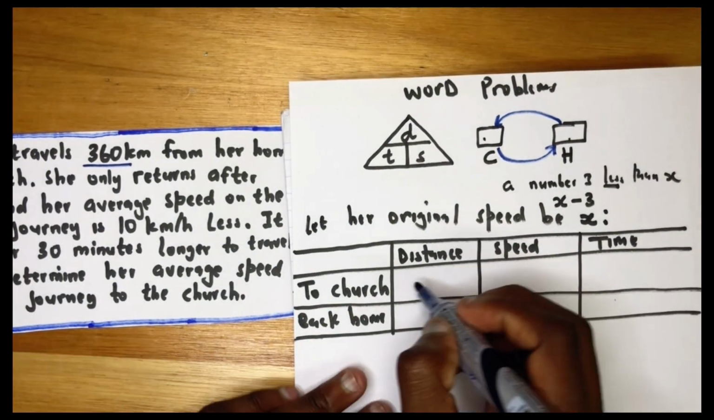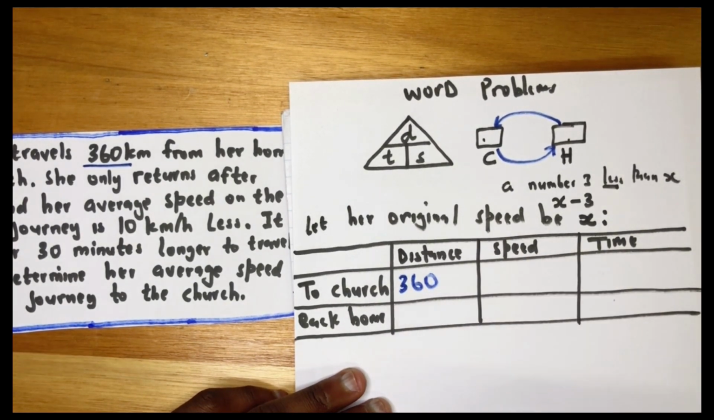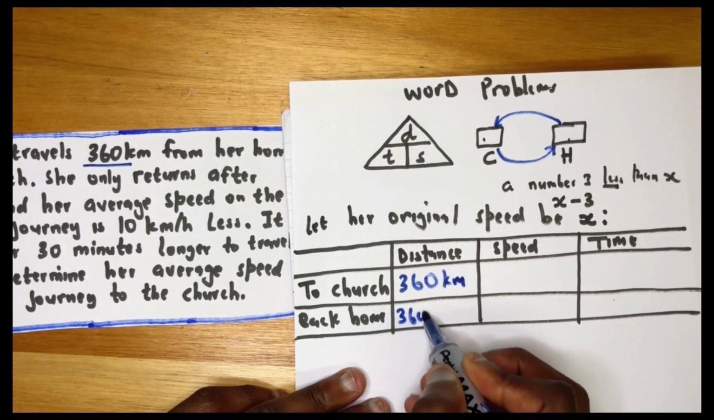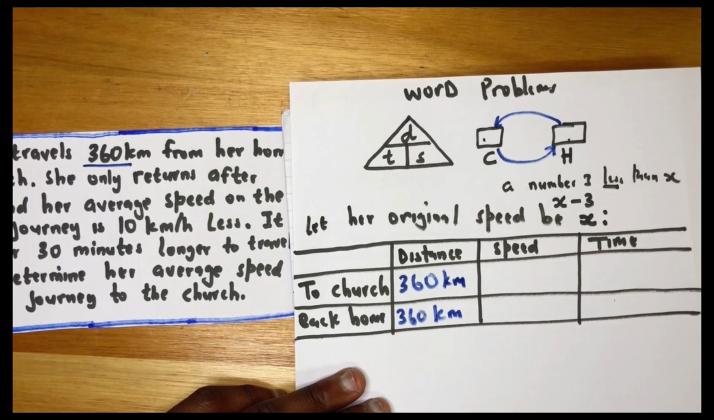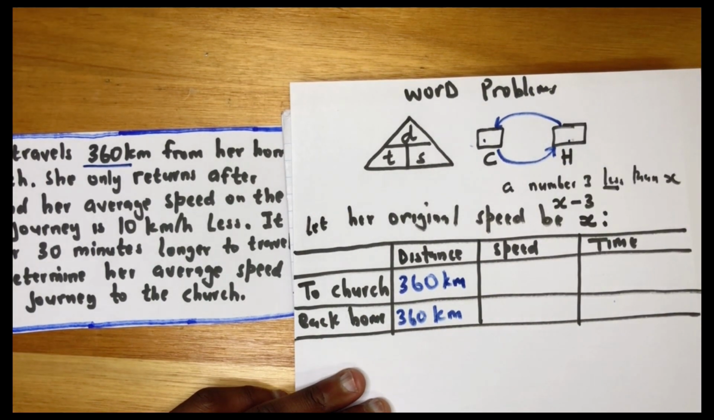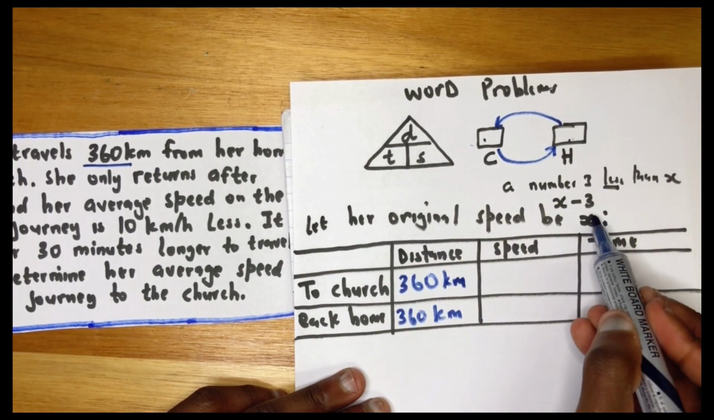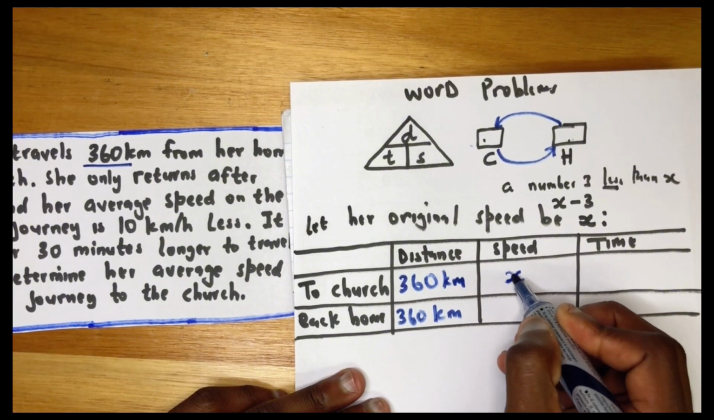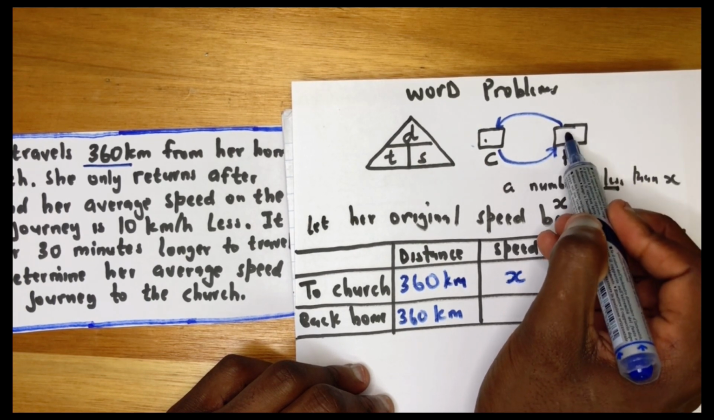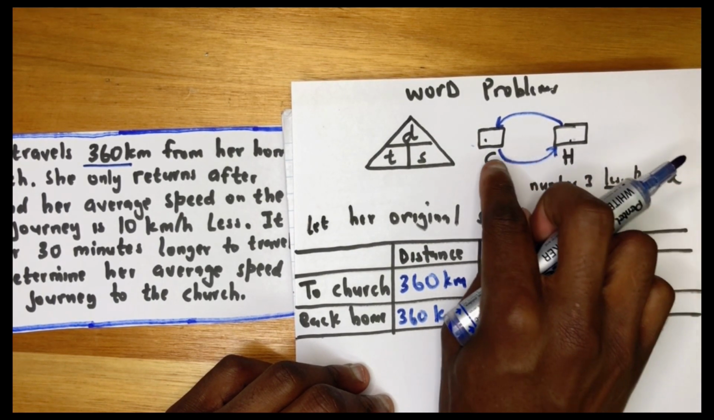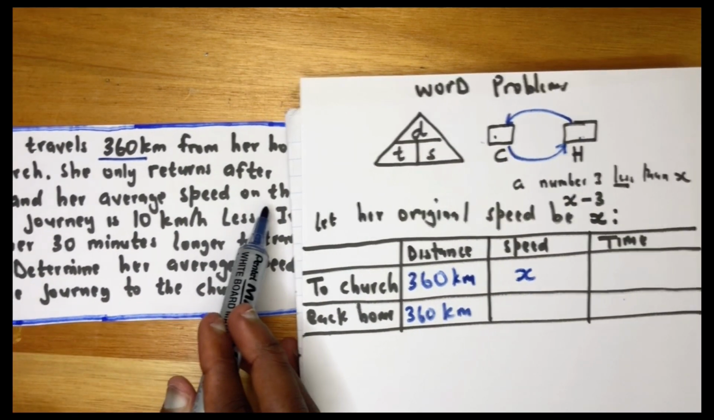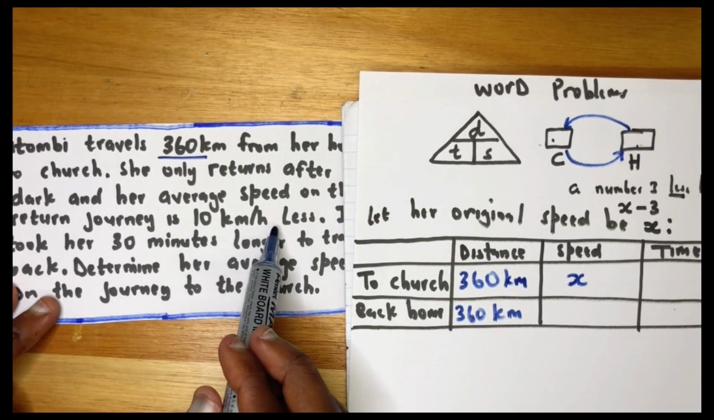So we have 360 kilometers here, and also we have 360 kilometers. Then the speed from home to church, we don't know, but we already assigned the speed to be x, so this is the original speed, which is x here, because there was no delay when she was traveling from home to church. But when she was traveling from church to home, they are saying that her average speed on the return journey is 10 kilometers per hour less.